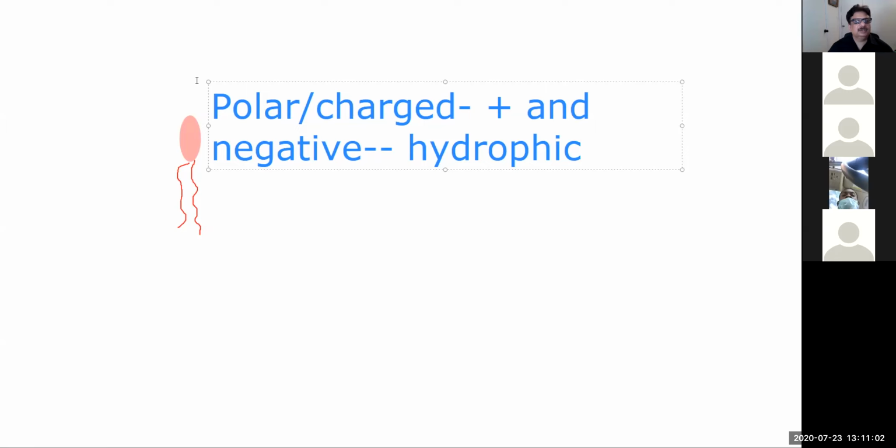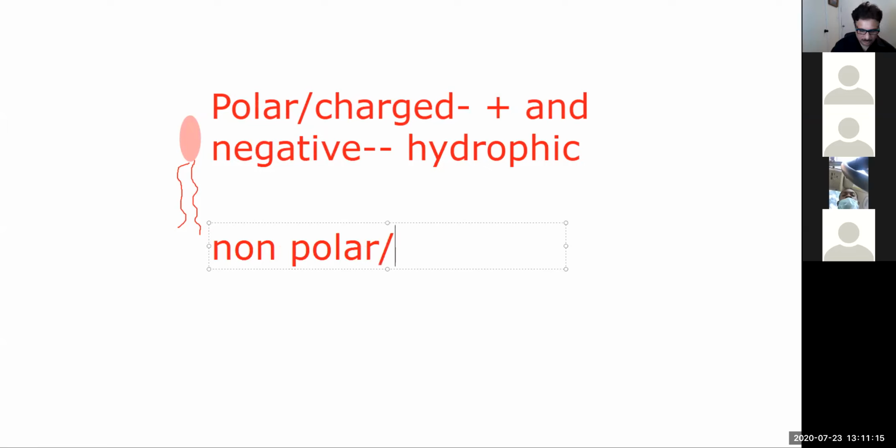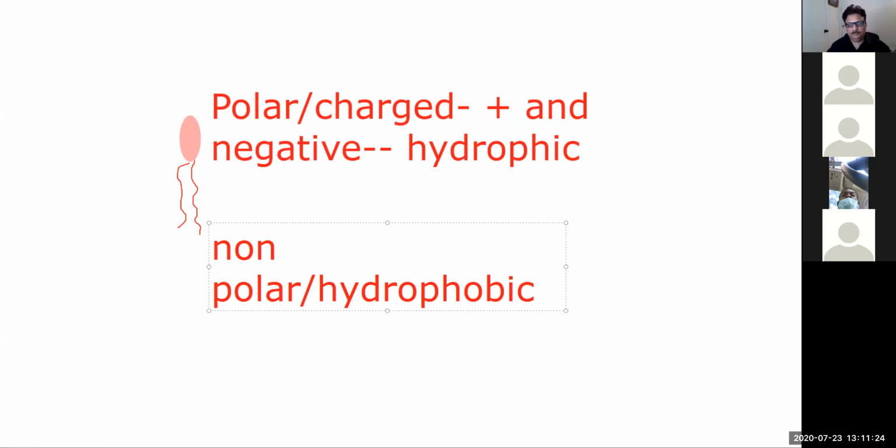So head, now what is a tail? So tail is non-polar, means non-charged. It is hydrophobic, means it doesn't like water. So a lipid molecule is a unique molecule. Hydrophilic head, sorry for this typo, hydrophilic head and hydrophobic tail. Polar head, non-polar tail. So this duality is called amphipathic.